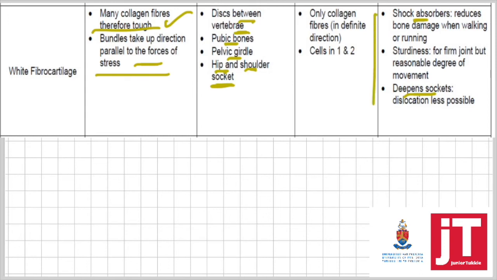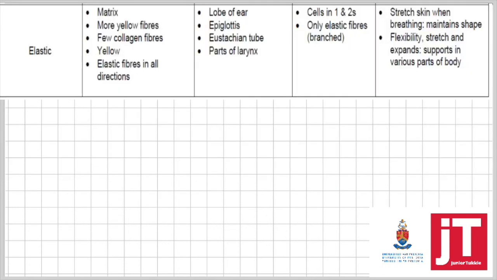So these are now the functions of the white fibrocartilage. Shock absorbers. So every movement you're making right now, the cartilage is absorbing the shock. In the pubic bones and the pelvic girdles, it allows for the sturdiness of that hip bone or that girdle and allows a reasonable small degree of movement. And in the sockets, it deepens sockets to prevent dislocation. Right. Now let's look at the elastic cartilage.